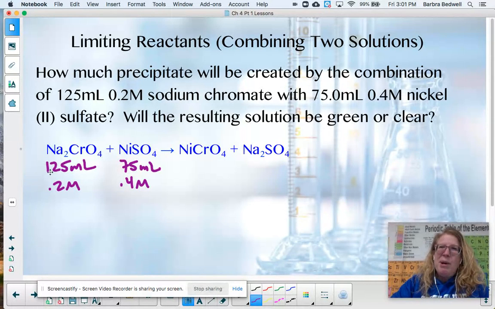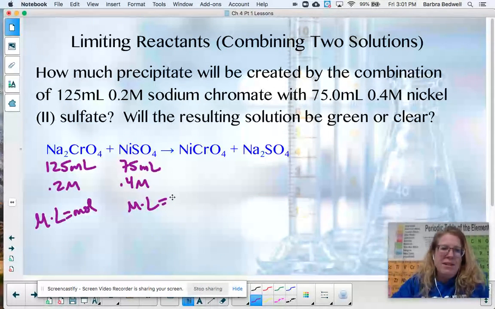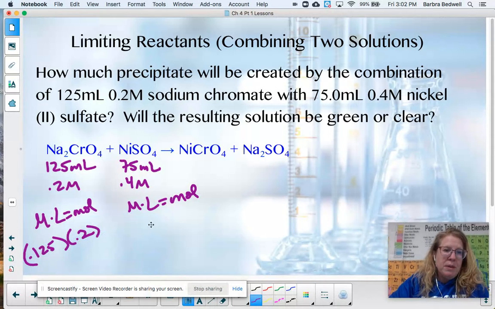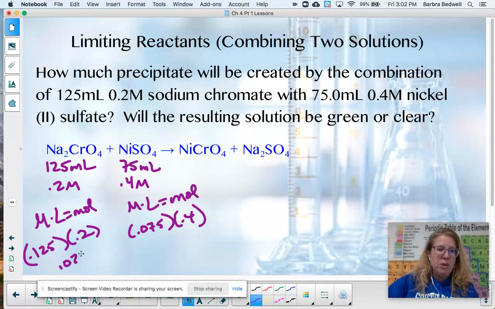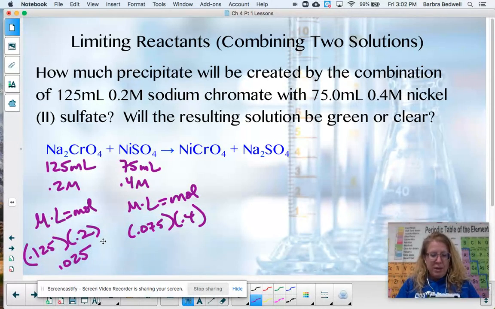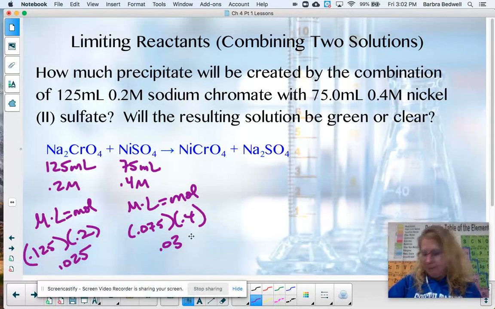So I'm going to use my molarity equations. Molarity times liters equals moles. I'm going to do the same thing here, molarity times liters equals moles. I'm just going to do it twice. So 0.125 times 0.2, and this is going to be 0.075 times 0.4. And those will give me the moles of my 2 reactants. 0.125 times 0.2 gives me a value of 0.025. And then 0.075 times 0.4 gives me a value of 0.03.